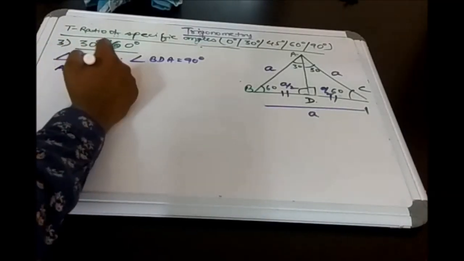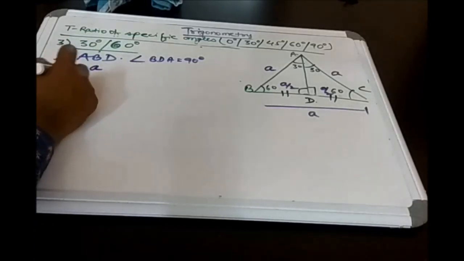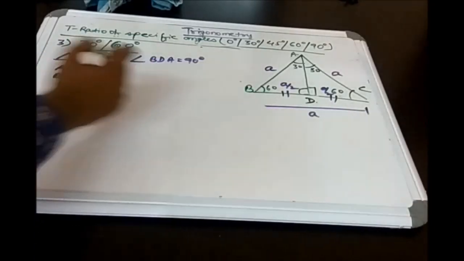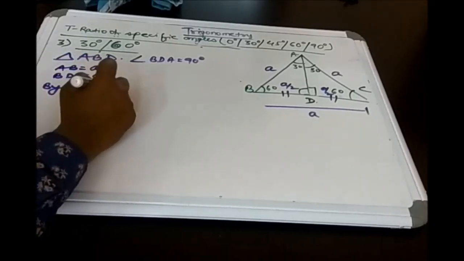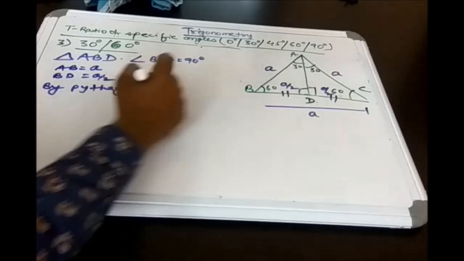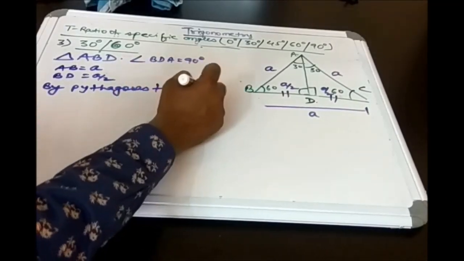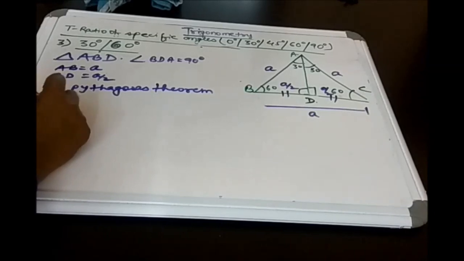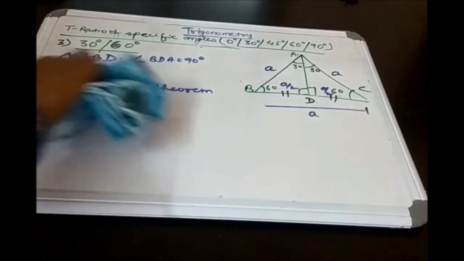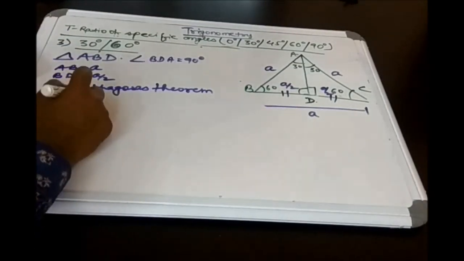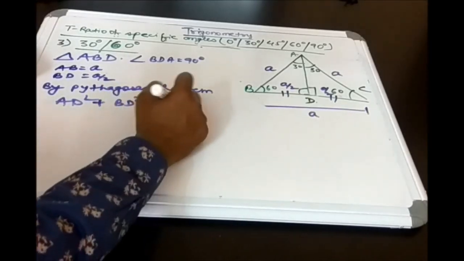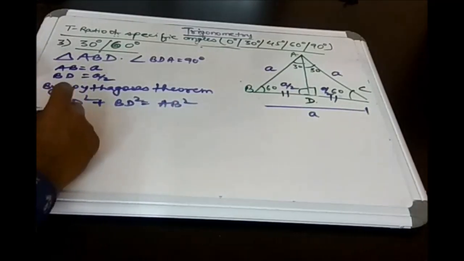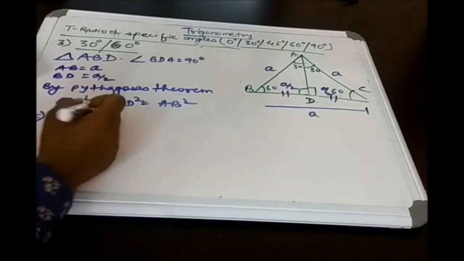AB is A, BD is A by 2. Now by Pythagoras theorem, AD square plus BD square equals to AB square. That is AD square plus BD square.